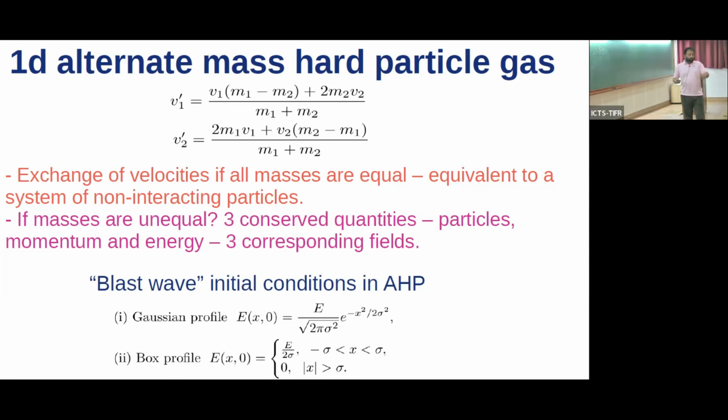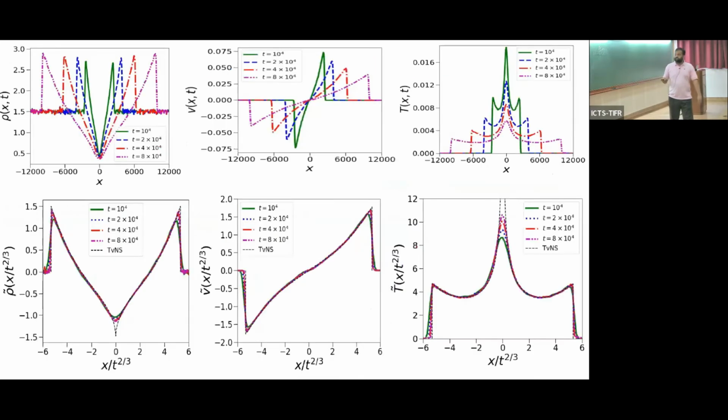So we take the alternate mass system, and we initially excite the system to a blast wave initial condition, where we give a Gaussian energy distribution in the system, and we do a coarse-graining. We again look at it in a coarse-grained sense. We look at the evolution of conserved fields. So we have 3 fields: density, velocity, and temperature field. Once you give a Gaussian temperature here, we see how it is propagating in time. And we see that actually it's also scaled.